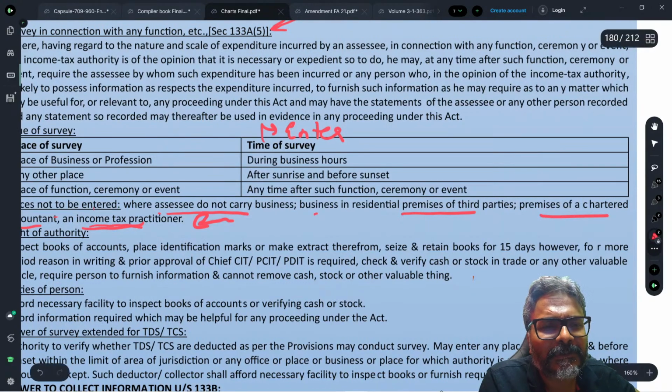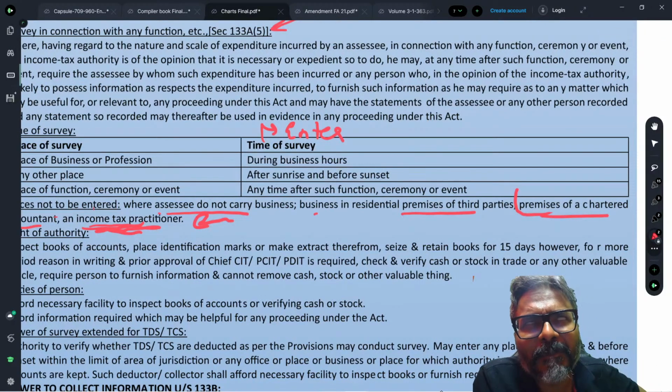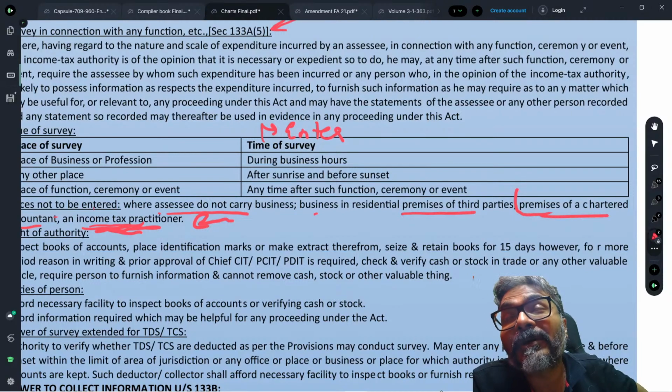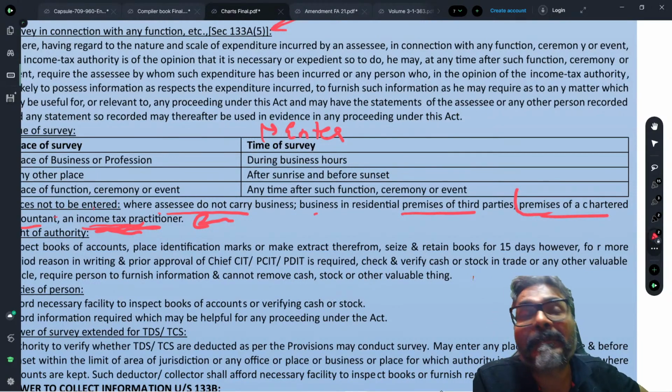So students, the survey in such a case can be undertaken. Indeed, if the assessee says that the books have been kept in the premises of the CA, then the premises of the CA will become what? The place of business, and because of that reason the survey can be undertaken.